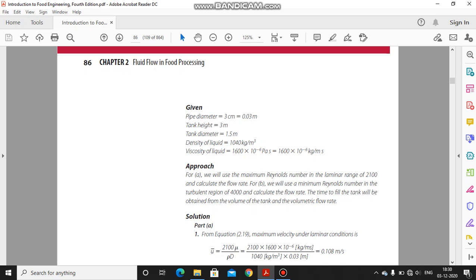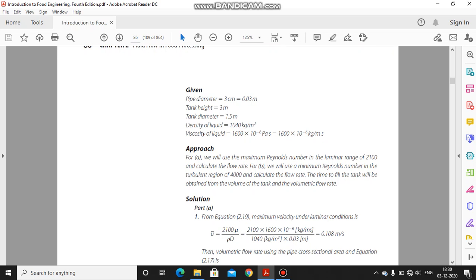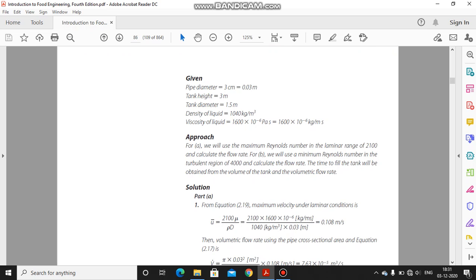Because we know the flow is laminar, we can consider the Reynolds number as 2100. By using the Reynolds number, we can determine the velocity of the fluid because the other properties are given. So Reynolds number is rho V d by mu. From this you can calculate V. V is 0.108 meter per second, by substituting the values of the density of the fluid, diameter of the pipe and viscosity of the fluid, which are given.